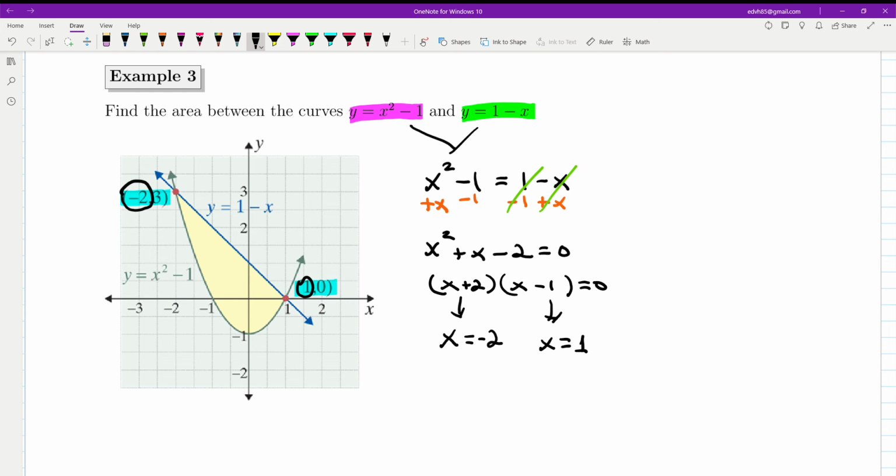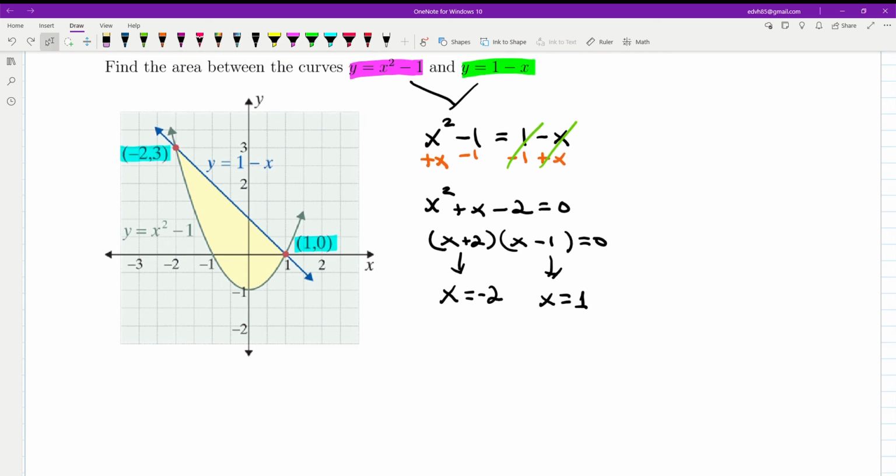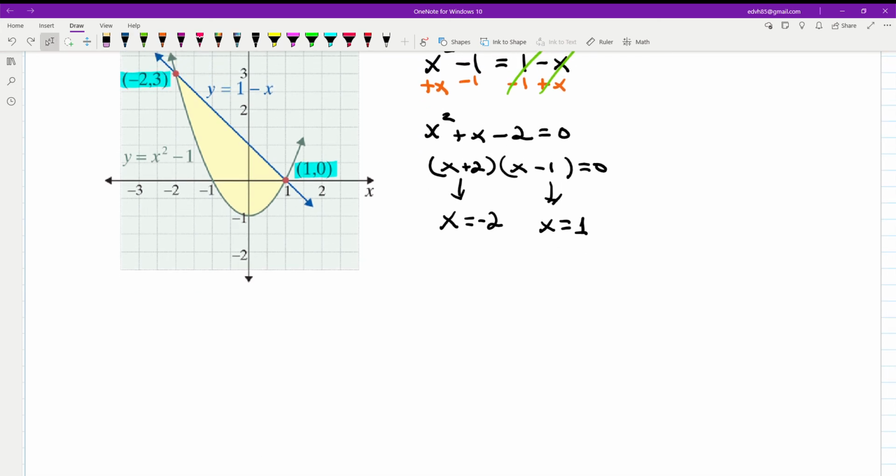Again, in some cases you are not going to be given those values. You have to figure them out by setting the equations equal to each other to find the points of intersection. You may not even be given a picture. In this case, I'm providing a picture just to have a more visual example and essentially see what we're doing. So now that we have the limits of integration, let's find the area under the curve.